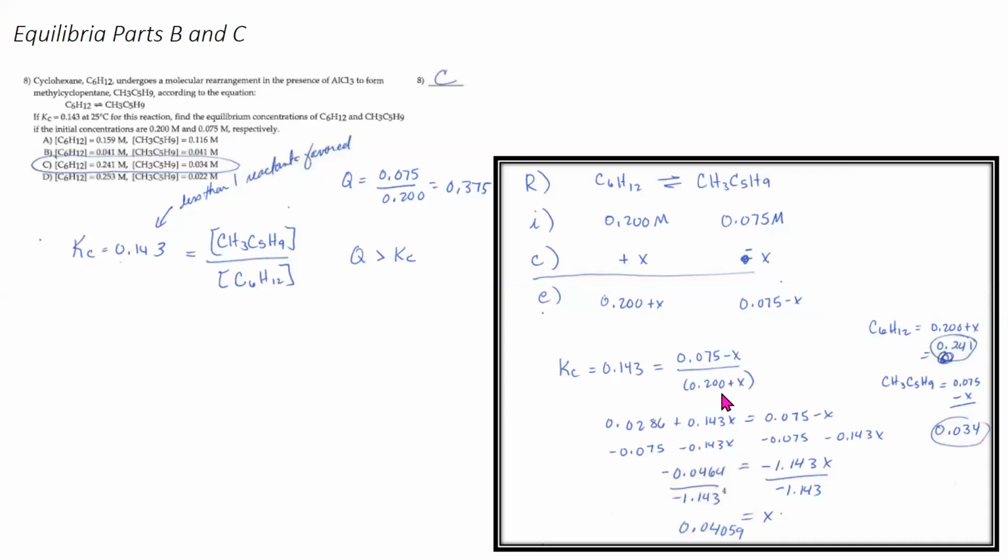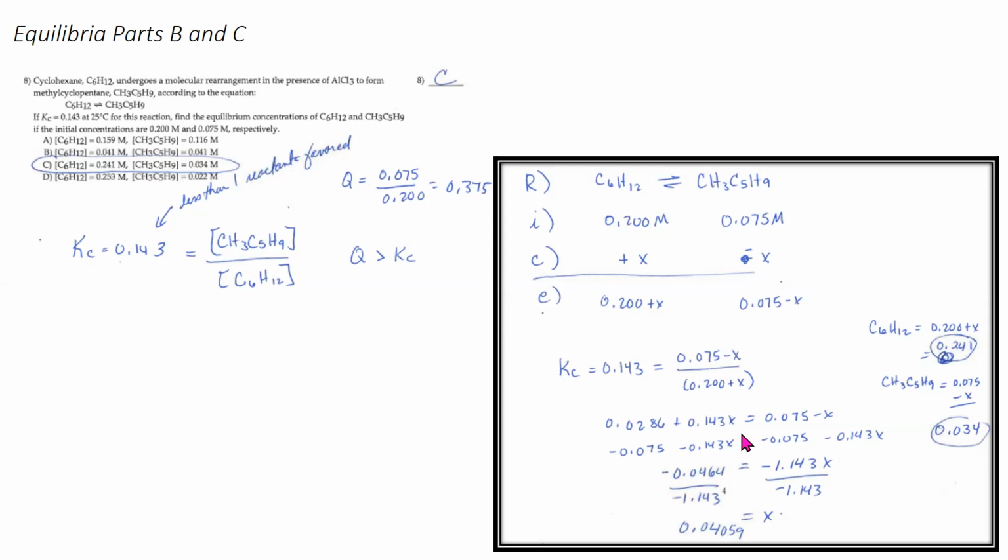So now I'm just multiplying this out. So multiplying both sides by the 0.2 plus x, and I'm just doing the algebra to isolate x. So I've multiplied both sides by the 0.2 plus x, and then I'm going to isolate it so that I had all the x's on this side. And then I'm going to divide through by the negative 1.143 to isolate the x, and x is 0.04059.